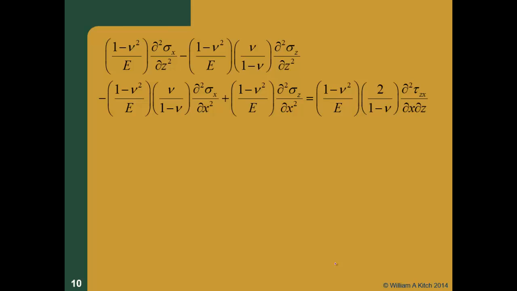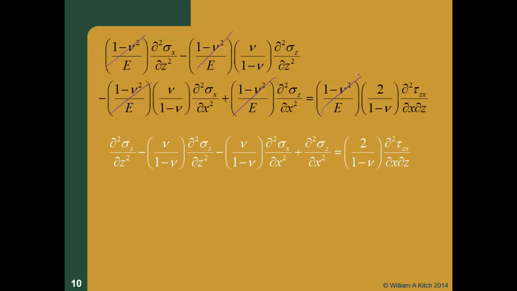Okay, and now I'm going to simplify this, and it's pretty obvious how. Notice that I got all these terms in here. I can get rid of all those, right? So I get rid of all those terms, and then I have this. So it's just the second partial of sigma x with respect to z squared minus nu over (1 minus nu) times the second partial of sigma z with respect to z squared, minus (1 minus nu) over (1 minus nu)... times the second partial of sigma x with respect to x squared plus the second partial of sigma z with respect to x squared. And then on the left-hand side, just 2 over (1 minus nu) times the second partial of the shear stress with respect to x and z.